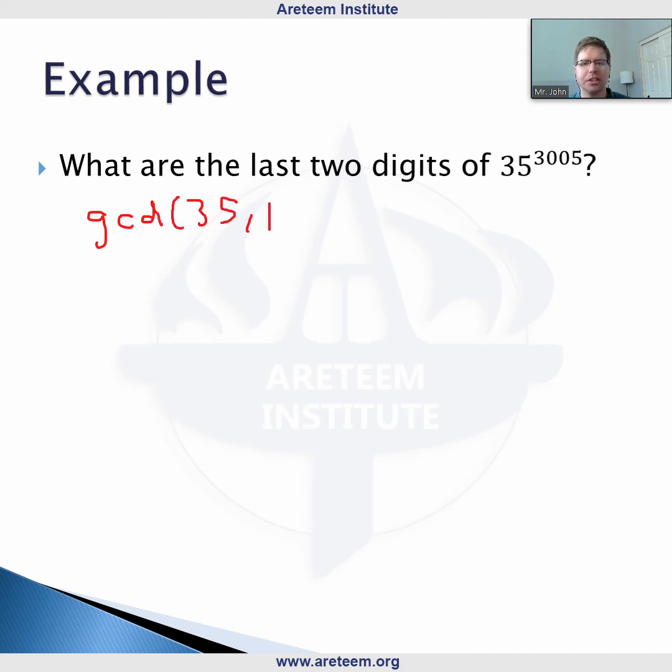So what is the GCD of 35 and 100? This is not 1. Right? So this tells us that we cannot use Euler's theorem. We cannot use the extension to Euler's theorem in that case. Now, there are some tricks we can do here. For example, you can do some Chinese remainder theorem things if you want to simplify stuff in that way.